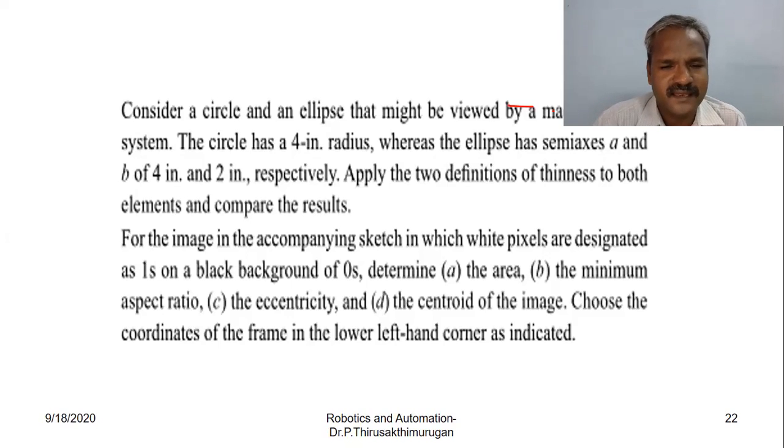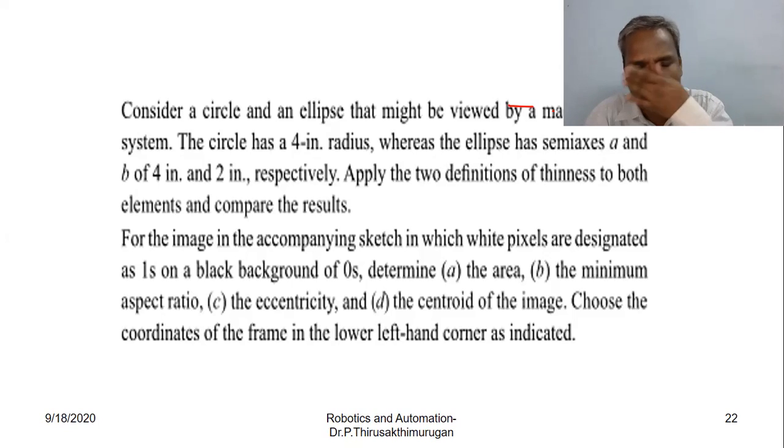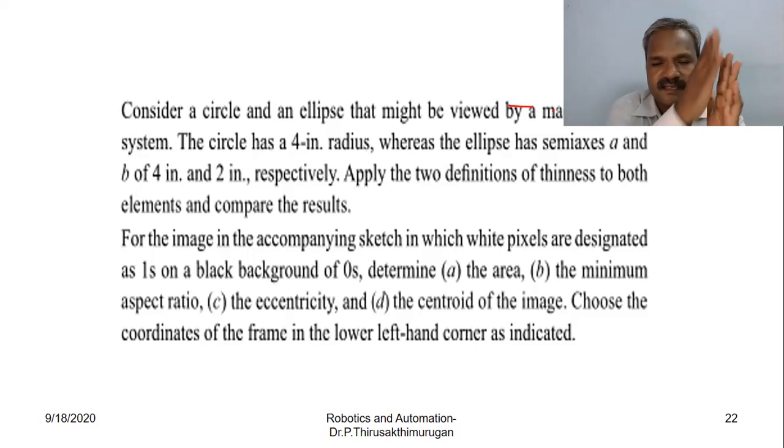For the image in the accompanying sketch, in which white pixels are designated as ones and the black backgrounds are zeros, determine area, minimum aspect ratio, eccentricity, centroid of the image, center of gravity of the image. Choose the coordinates of the frame in the lower left hand corner as indicated. As we did in the previous problem, you take the reference axis from the left lower corner.